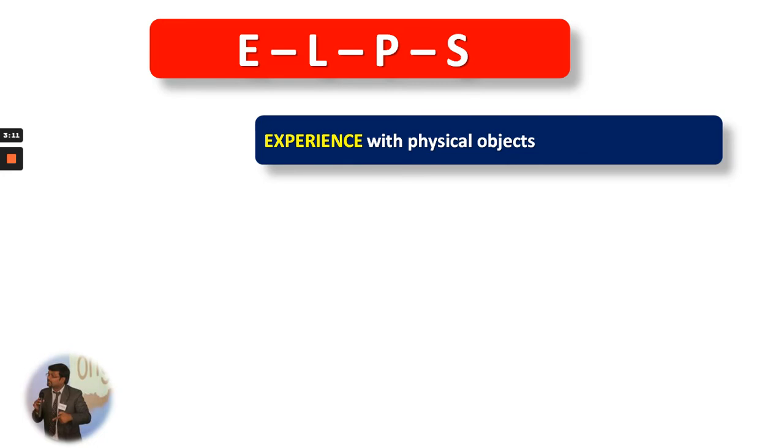So, experience with physical objects. Make the students do some activity with the help of objects. The hidden agenda is to let them experience the concept. This is how we'll do it. You have been doing it very nicely: you give objects to students to count, to add, to subtract. This is how the concepts are made simpler for students. So, experience with physical objects.